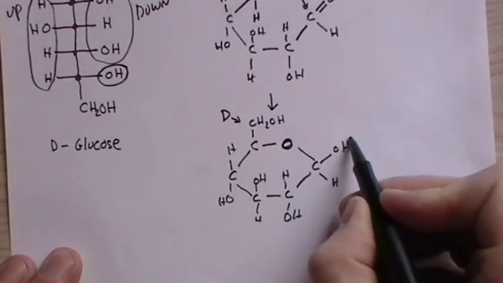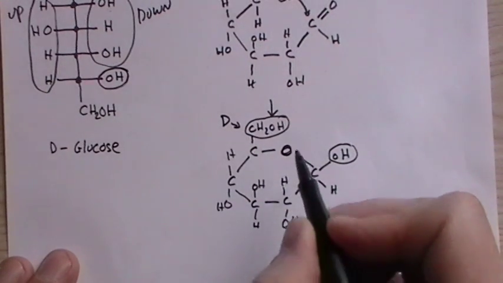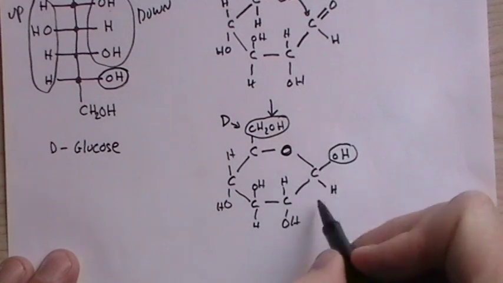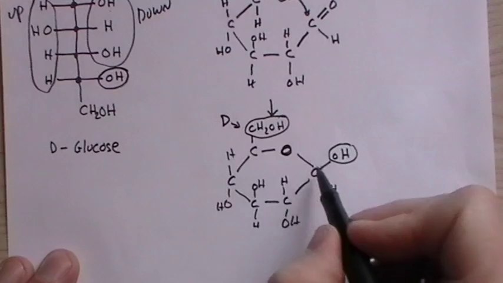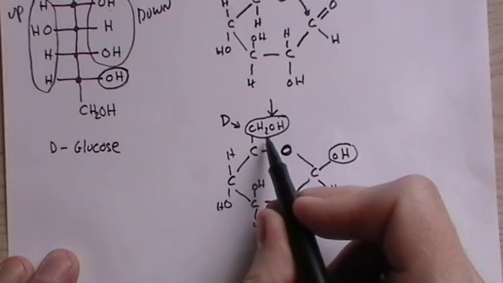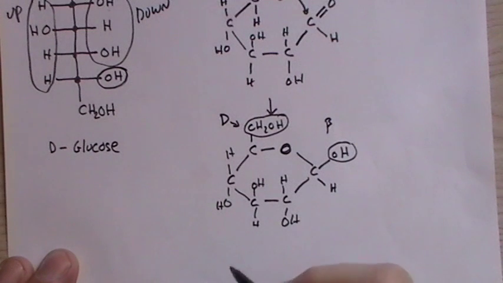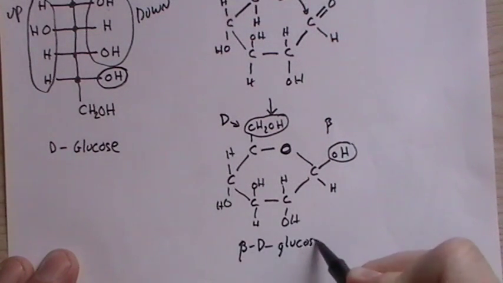And with the OH group on the same side, and that's the big problem, we're not thinking of it as being above or below the ring. We're thinking of it as on the same side or on opposite sides of the CH2OH group. That will make it beta. So this would be beta D-glucose.